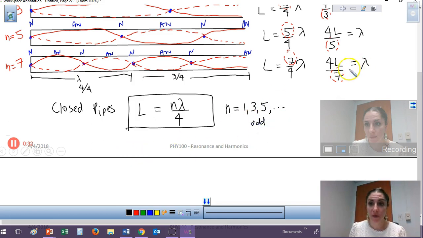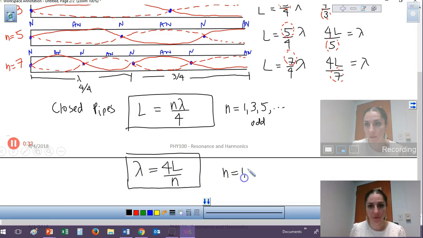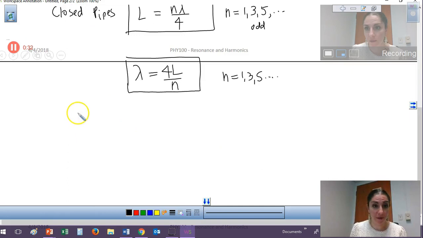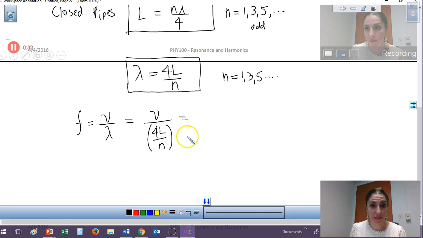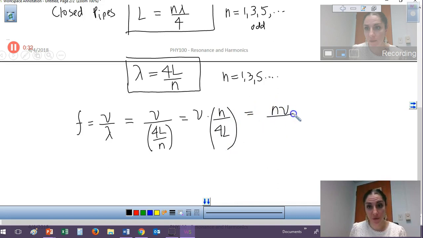It's restricted. Notice that this is written as 4L over N, wavelength 4L over N, again, N being odd only, like that. And then lastly, remember that we can write our wave equation frequency as speed over wavelength. Well, speed is going to be this, and the wavelength we have as 4L over N. Notice that this is the same as multiplying by the reciprocal, this times the inverse of this, which then simplifies as NV over 4L.